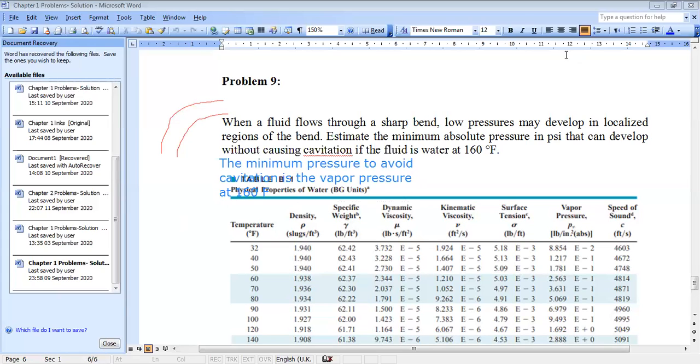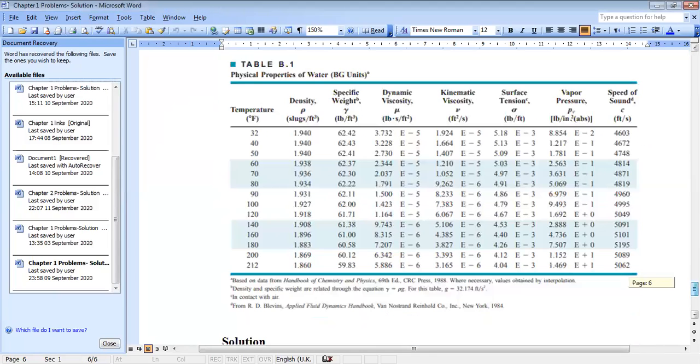Pay attention to units: you are using English units, so you go to the English unit table, which you can find at the end of your book. It's table B1, physical properties of water in English units. You go to the temperature of 160 Fahrenheit, and then you can read the value of vapor pressure, which is 4.736 lb per inch square. So this is the minimum pressure that we should not go below in order to avoid cavitation.